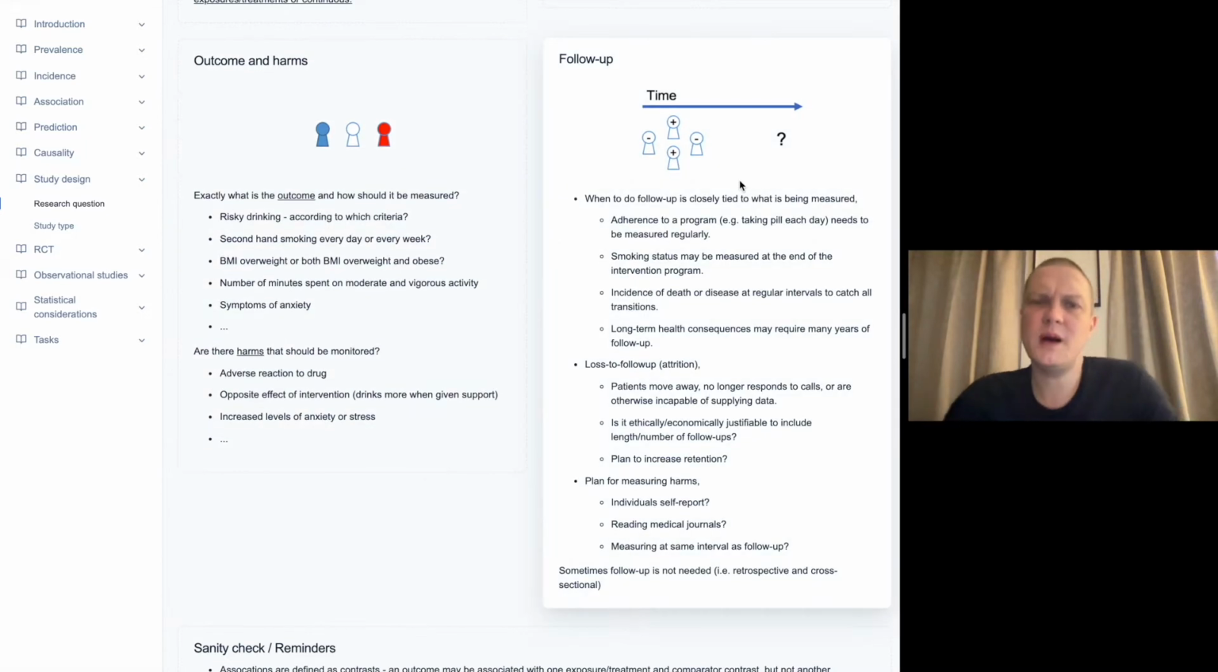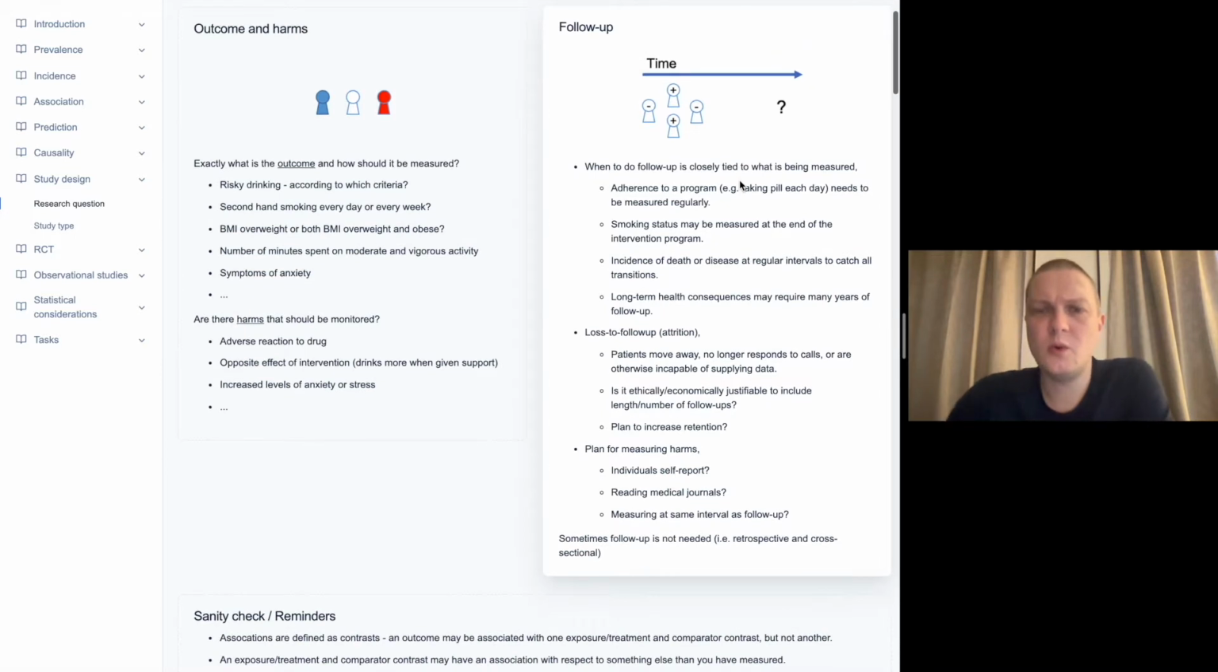And then you need to think about follow-up. So when to do follow-up is going to be closely tied to what you're measuring. If it's adherence to a program, if, for instance, your study is about whether people are taking a pill each day, if that is your question, then obviously you need to measure this regularly to know. If it's smoking status in a smoking cessation trial, it might be enough to just measure at the end of the intervention program. Incidence of death or disease at regular intervals to catch all transitions at appropriate times.